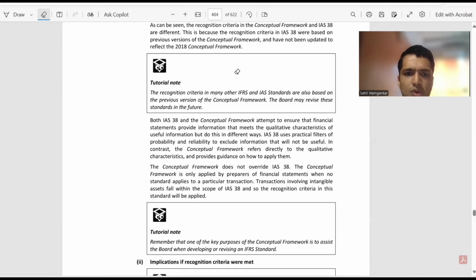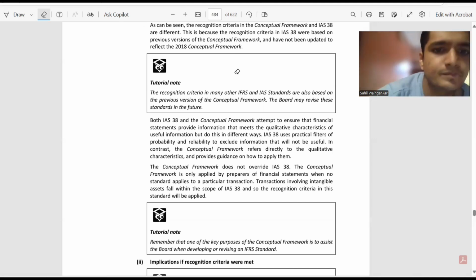Both IAS 38 and the conceptual framework attempt to ensure that financial statements provide information that meets the qualitative characteristics of useful information, but do this in different ways. IAS 38 uses practical filters of probability and reliability to exclude information that will not be useful. In contrast, the conceptual framework refers directly to the qualitative characteristics and provides guidance on how to apply them.